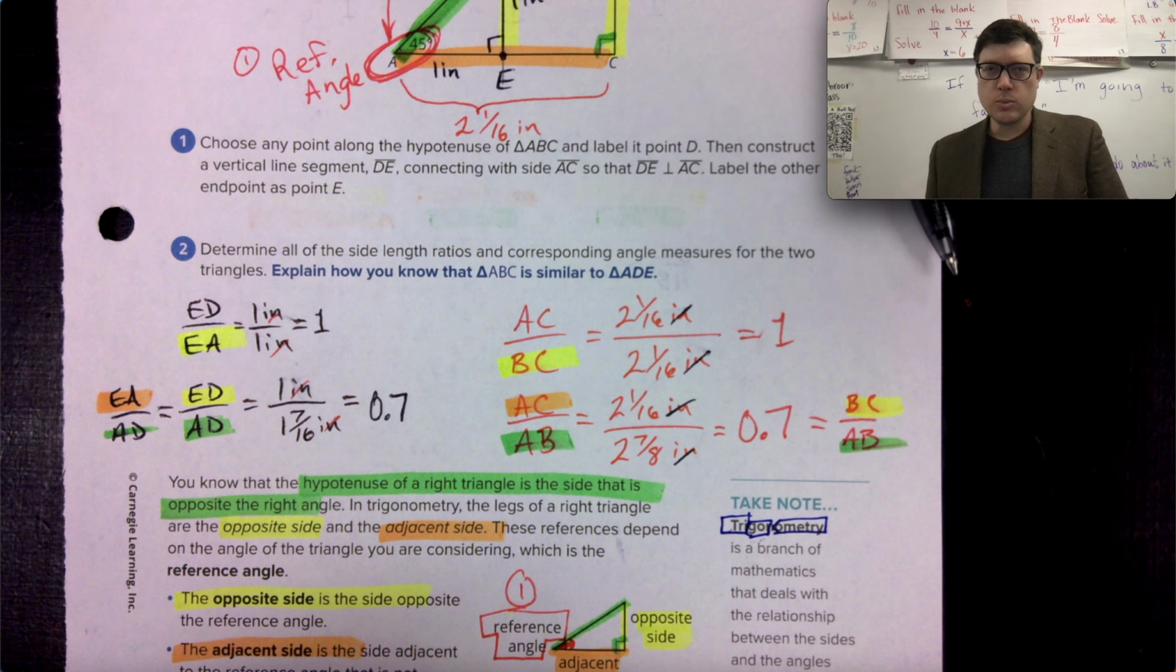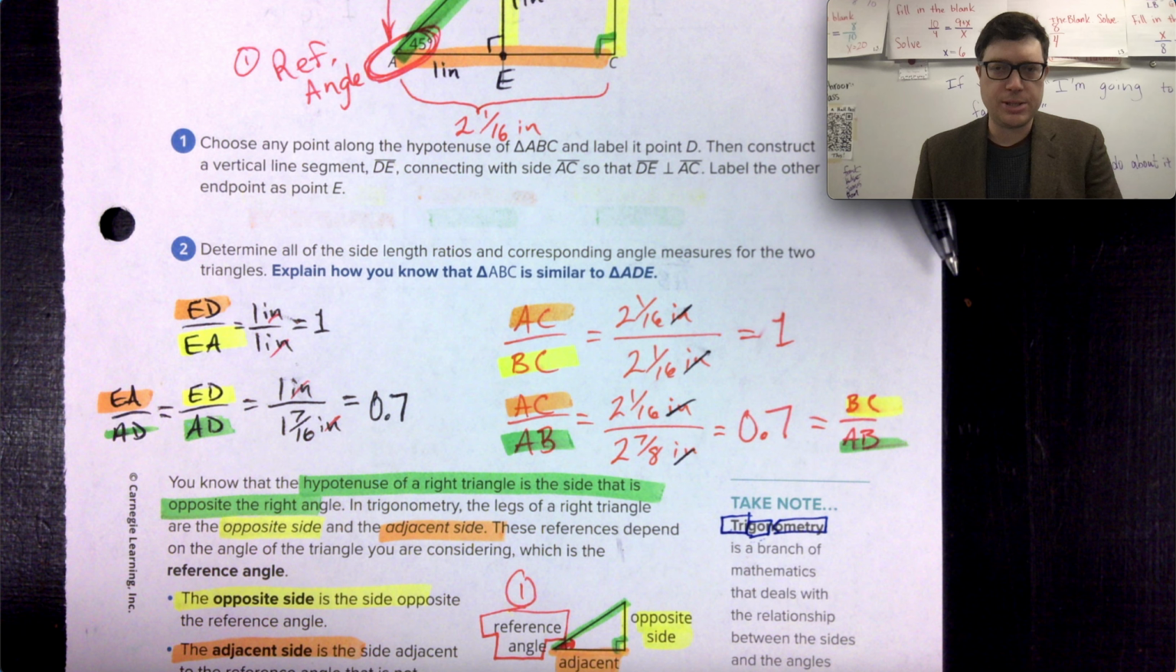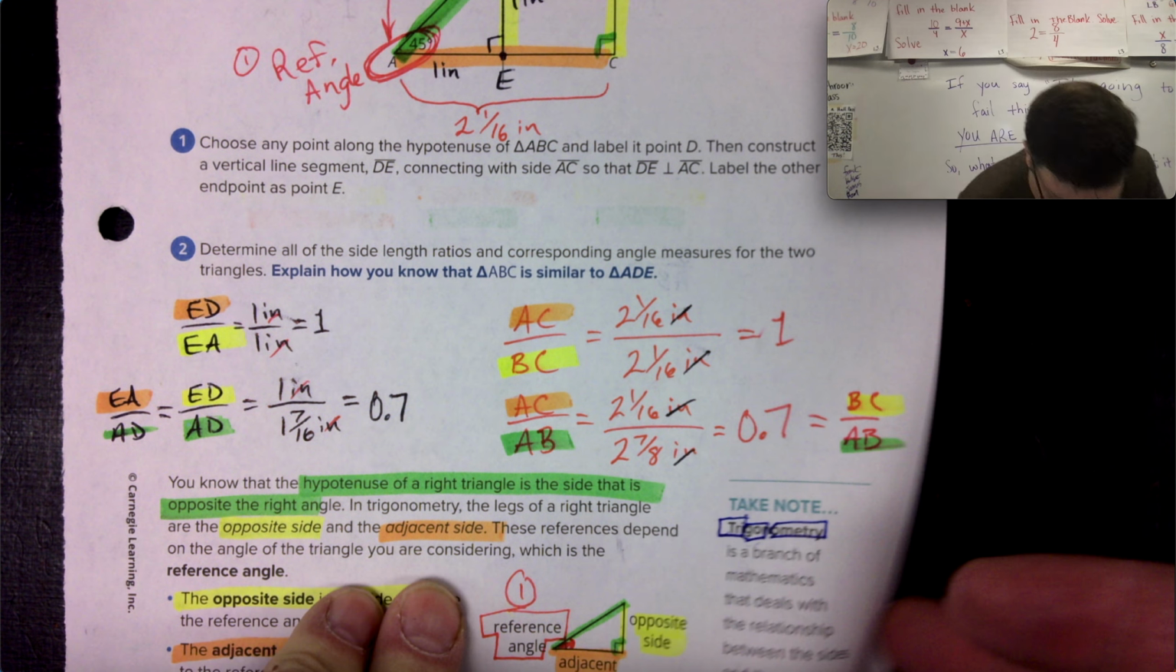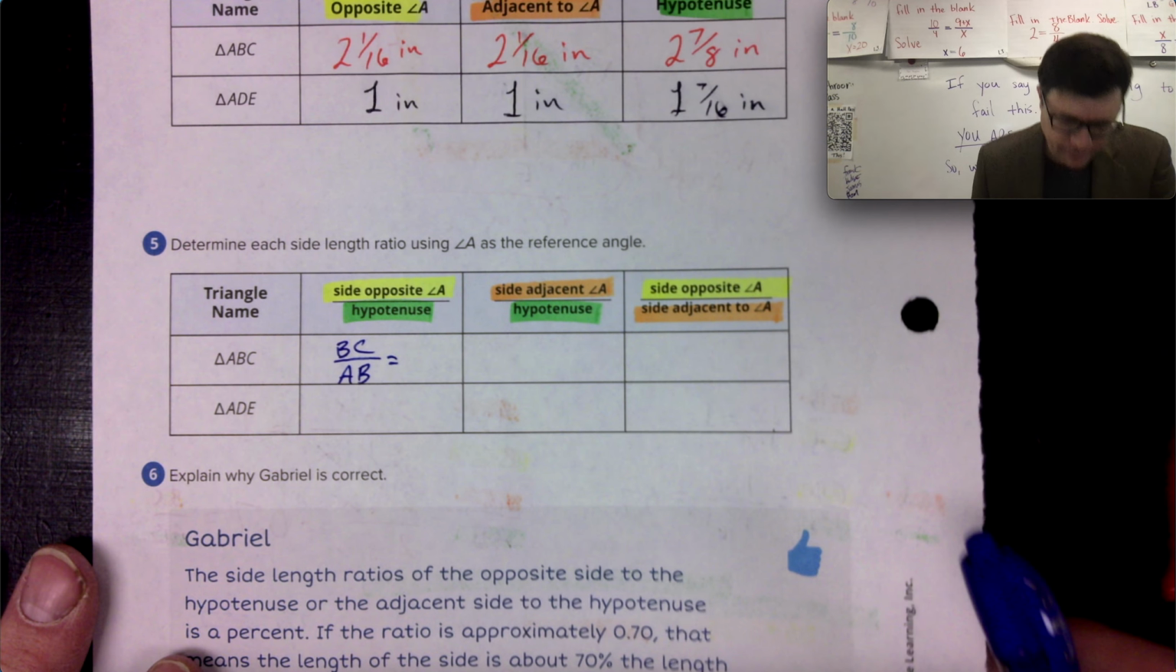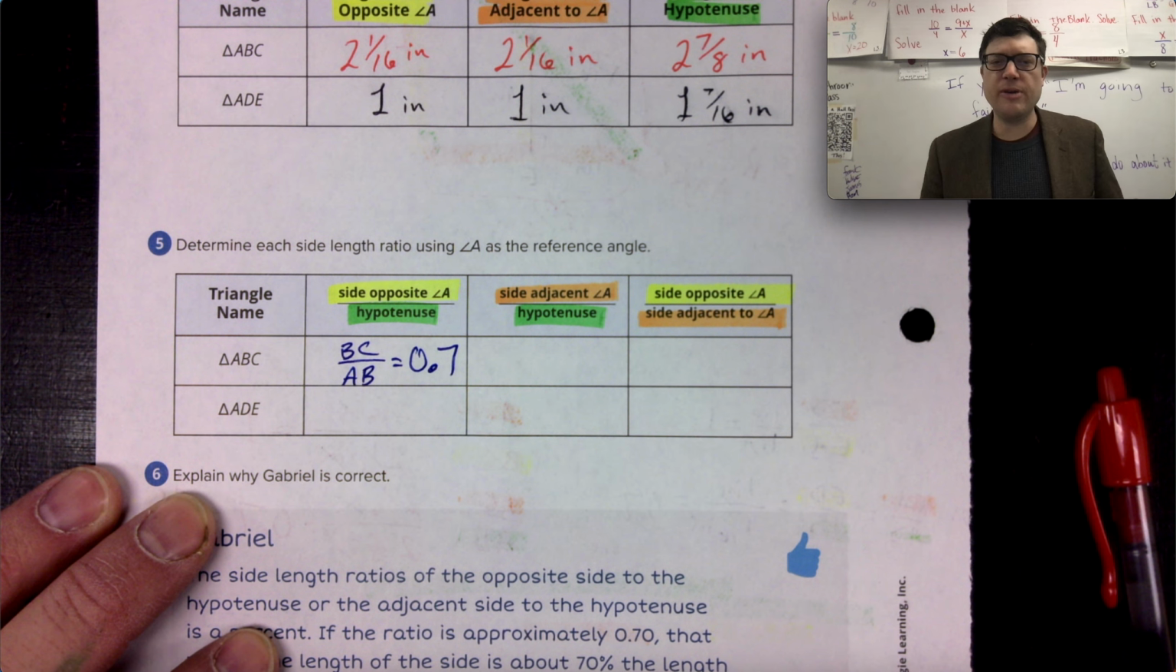Okay, sorry. Let's go back. Okay, we got 0.7, the side opposite angle A. Actually, I'm going to come back to a new one in the video here.